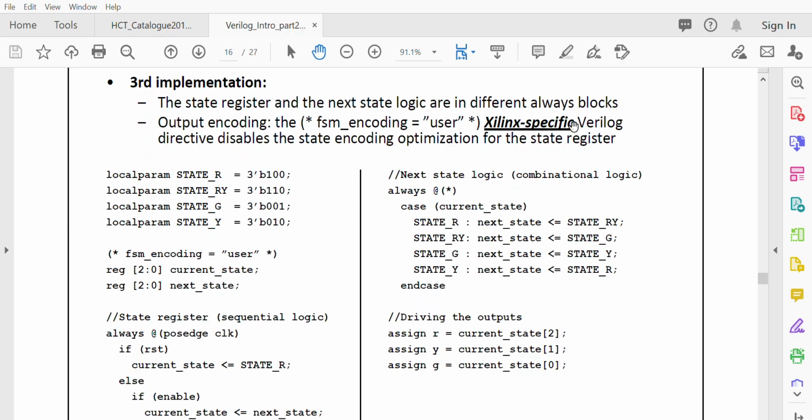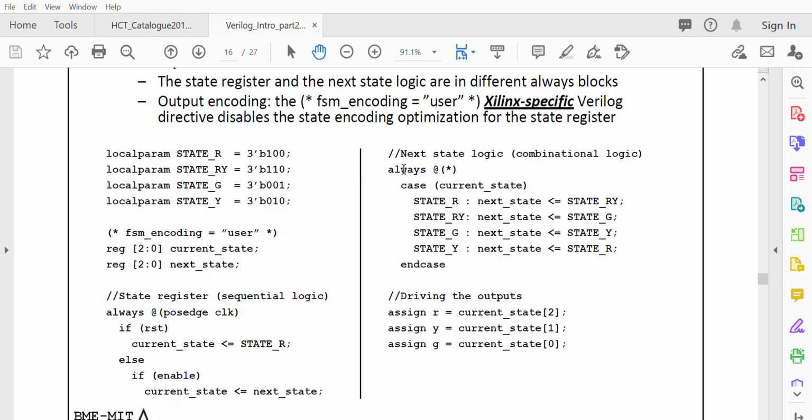Third implementation. The third implementation is where the state register and the next state logic are in different always blocks, with output encoding. The FSM encoding, which is called user, is Xilinx specific. Xilinx is an FPGA company. This Verilog directive disables the state encoding optimization for the state register. I don't want to teach you something that has to do with Xilinx, but it's fine if we look at it.